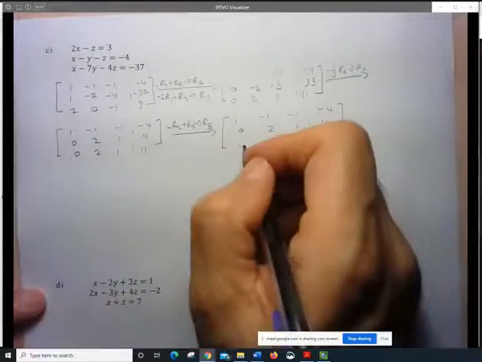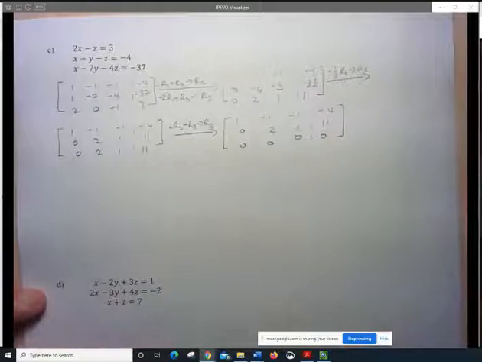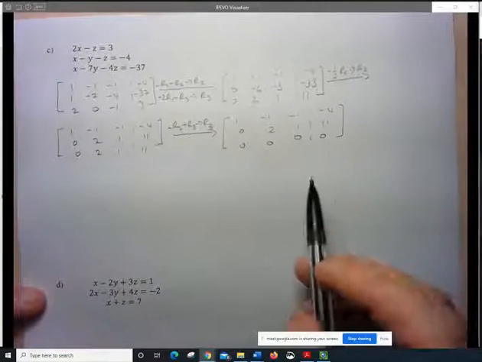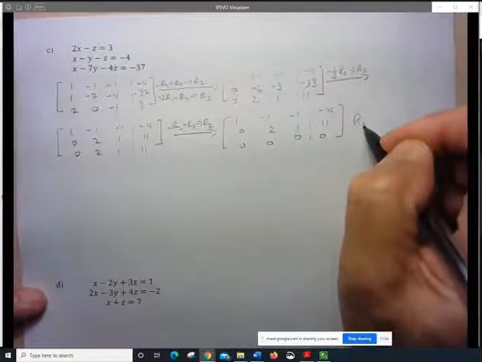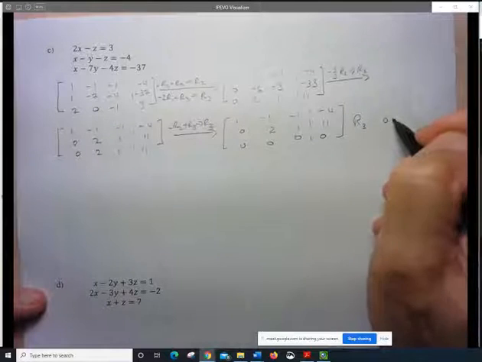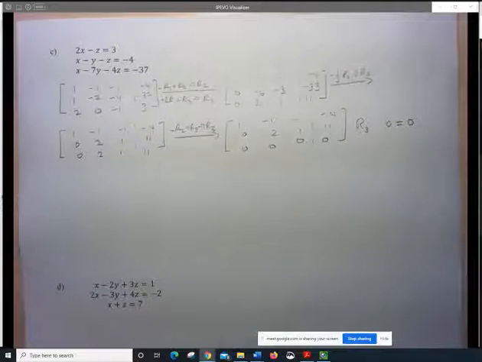-2 plus 2, 0. -1 plus 1, 0. -11 plus 11, 0. And so how are we going to interpret this row of zeros? Well, that tells me that 0 equals 0, which of course is always true. So what's our interpretation of this? The interpretation is that we've got infinitely many solutions.